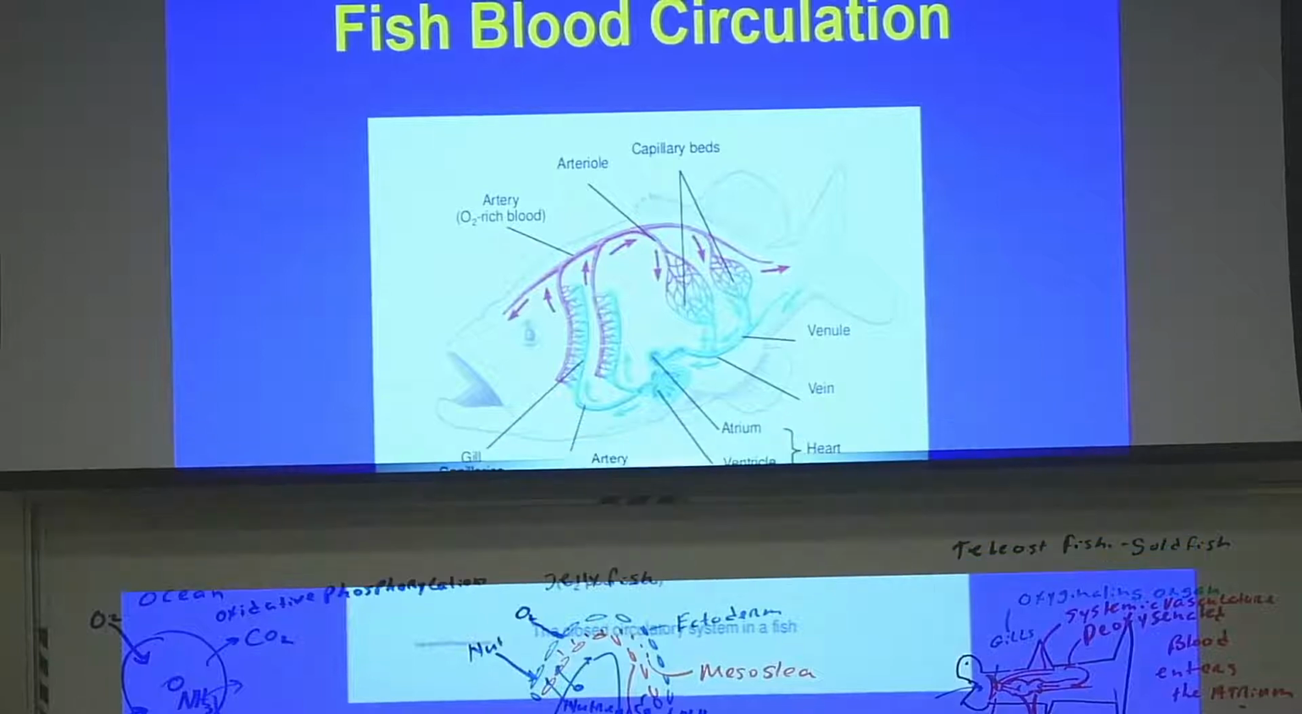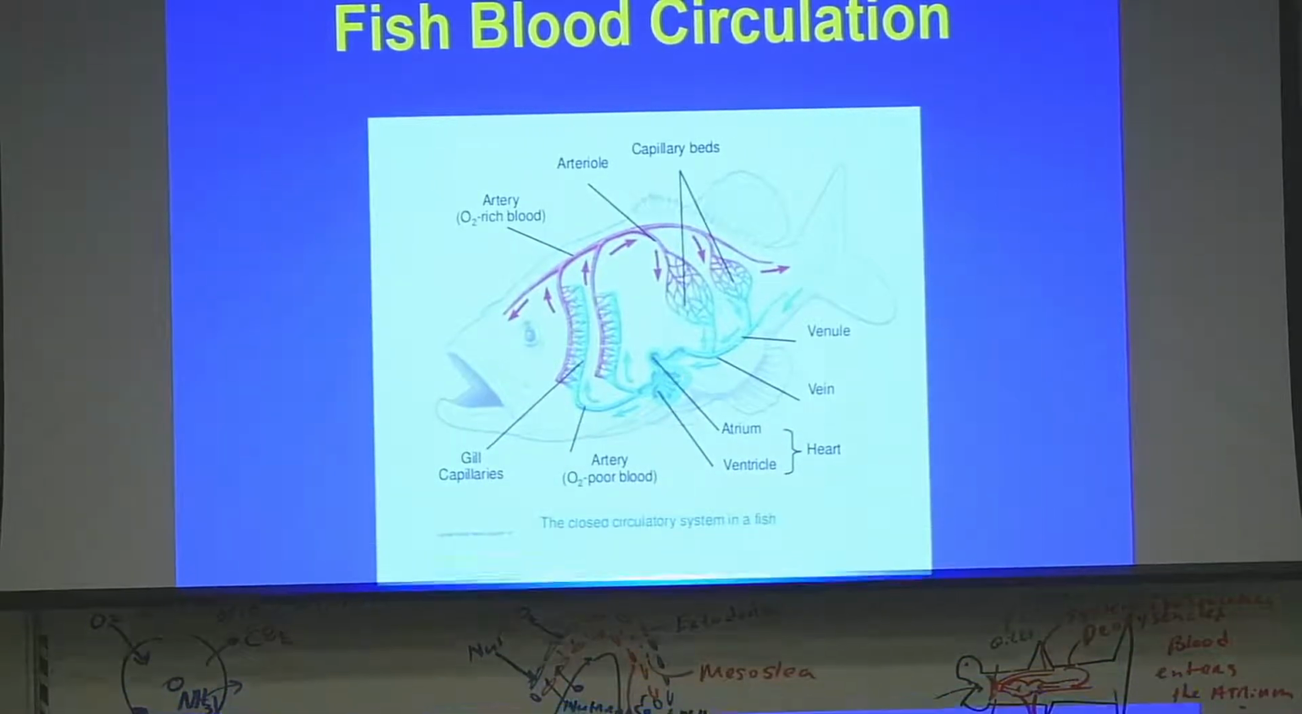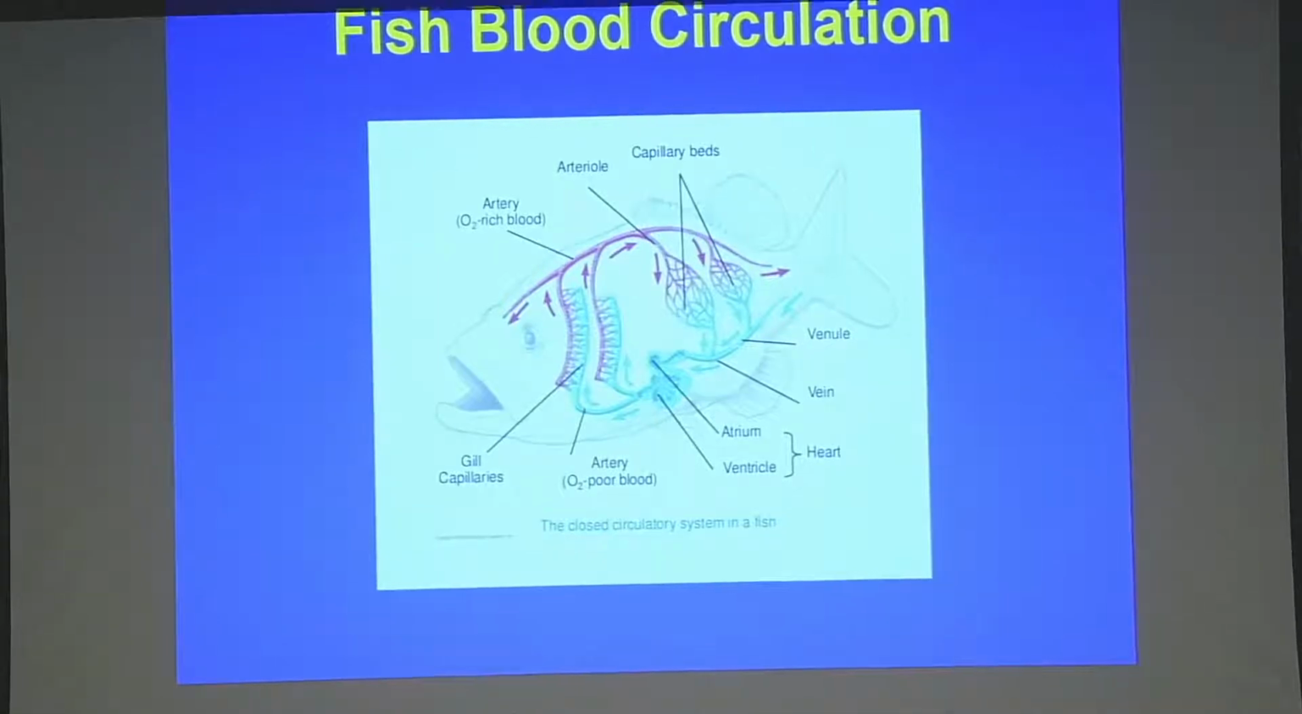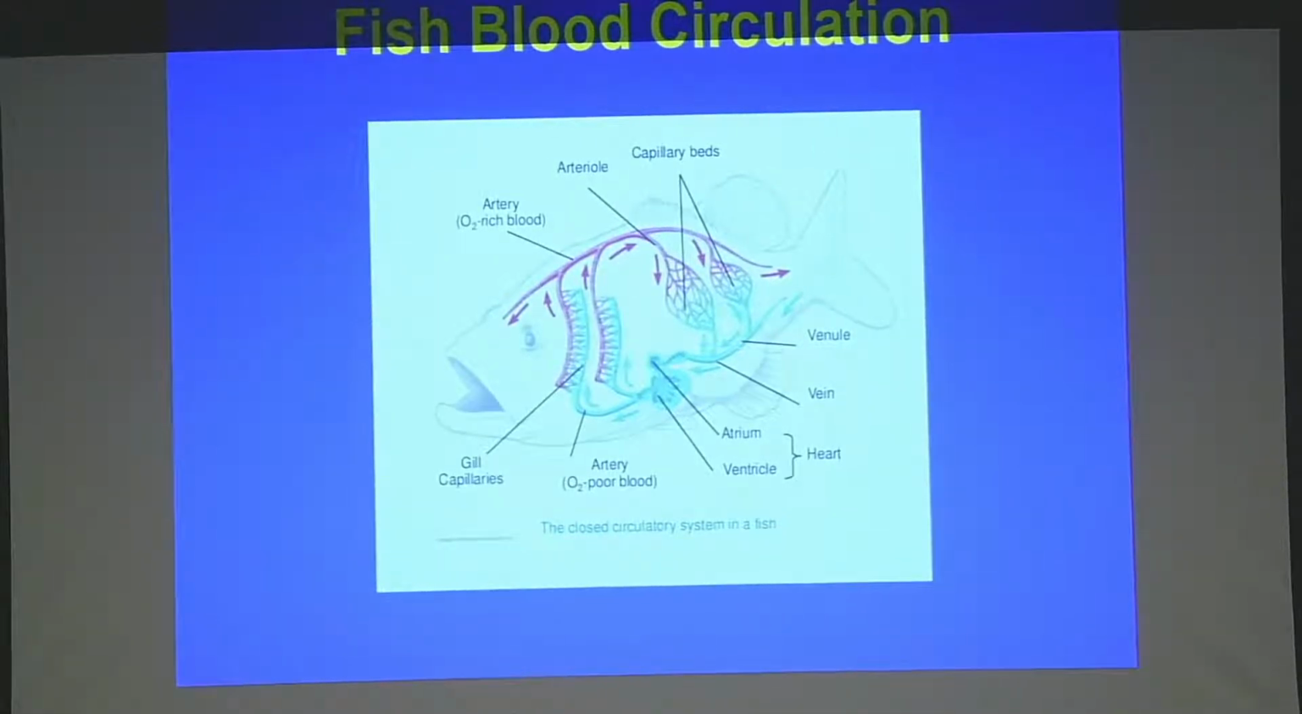So this is meant to be the gill here. If you come back here, this is the atrium, and this is the ventricle. The flow of deoxygenated blood from all the organs comes into the atrium, flows into the chamber, the ventricle, but the ventricle is muscular. So it contracts, and when it contracts, it sends blood to the gills.